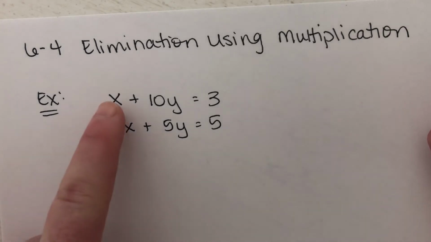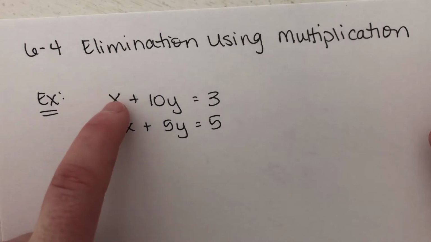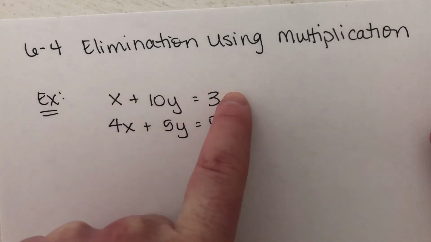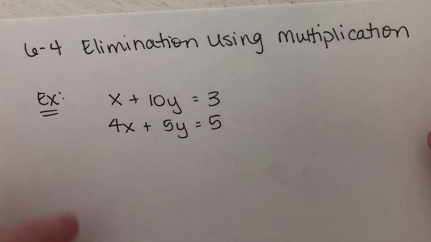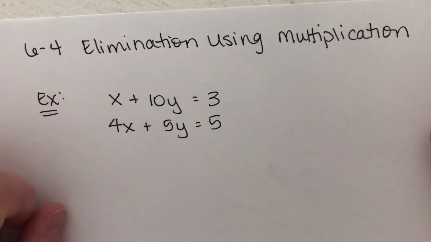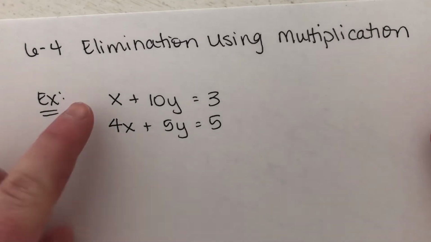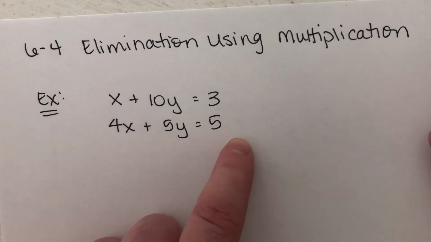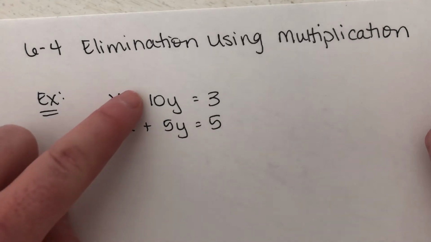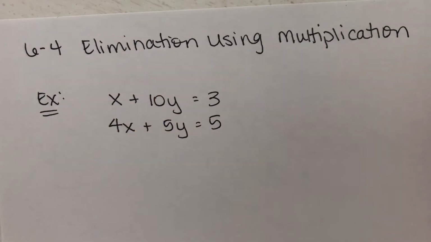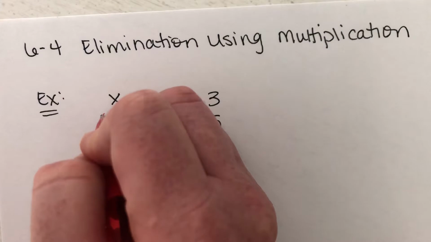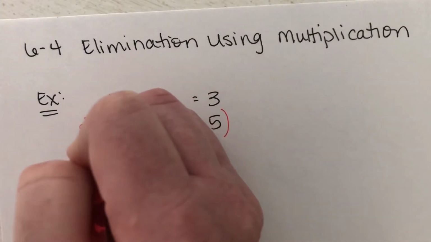So I could make this match this by multiplying by 4. And I can't just multiply x by 4, I'd have to multiply this entire equation by 4. But in doing that, my x's would match and they could cancel. Or I could multiply the bottom equation by 2 and then my y's would match. So what's smaller, multiplying by 4 or by 2? By 2, exactly. So we're going to multiply by 2. So I'm going to multiply this equation by 2.